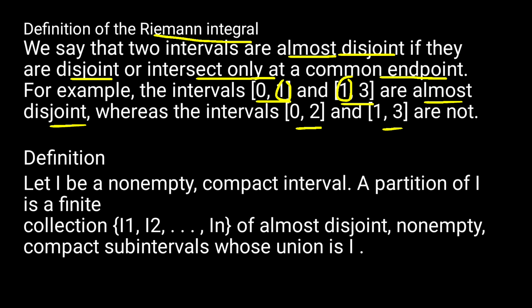Let's look at this definition. If we let I be a non-empty compact interval, a partition of I is a finite collection of almost disjoint, non-empty compact subintervals whose union is I, whose union is again the interval.